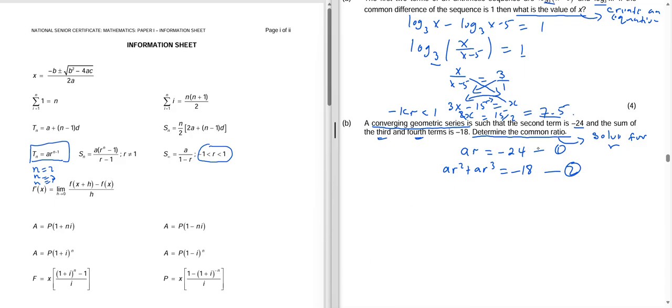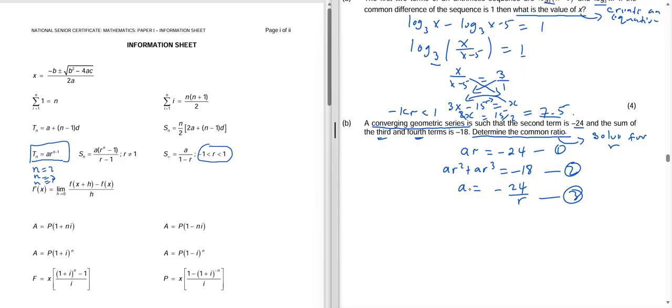Now, what is our task at this point? Our goal is to solve for r. So our task at this point is to eliminate a. We eliminate a by making it the subject of the formula. That is what you need to remember. Now, a is going to be minus 24 over r, that will be equation 3.